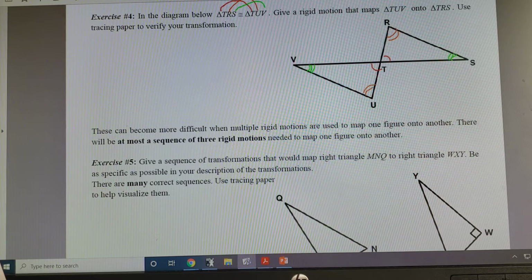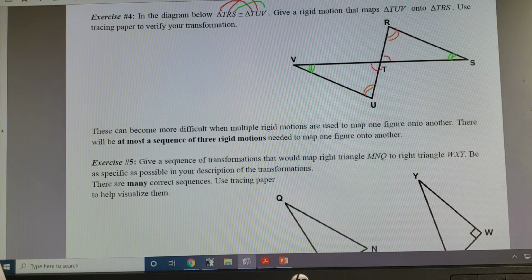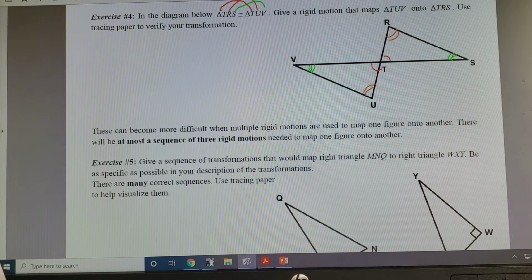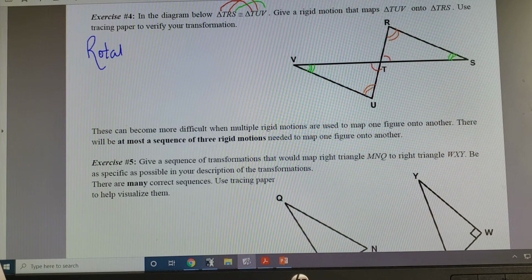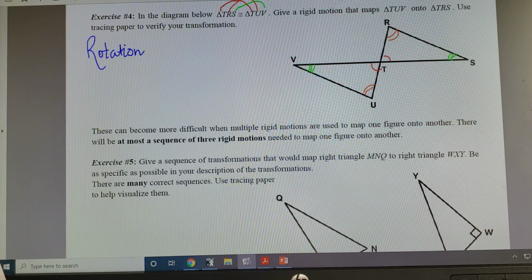What are you thinking? What if you turn it? Turn what? Turn the tracing paper. Maybe 180 degrees? Did it work? Yes. Alright, cool. So, what transformation did we just try? Rotation. Around what angle? Like, where did you keep the paper the same?